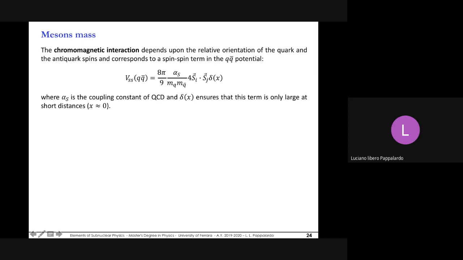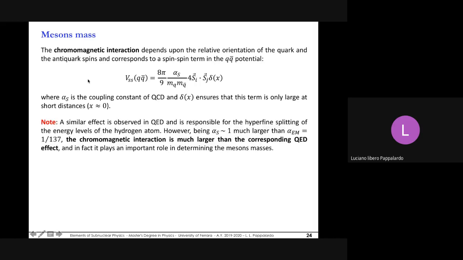And finally, we have also this delta function, okay, which ensures that this potential term is only large at short distances. So when x is equal to 0. When x is very far from 0, this delta function kills everything. And essentially, we don't have any more this chromomagnetic interaction term. Now, a similar effect, okay, is already observed in quantum electrodynamics, and it is indeed the one responsible for the hyperfine splitting of the energy levels of atomic hydrogen, as we have studied already, okay?